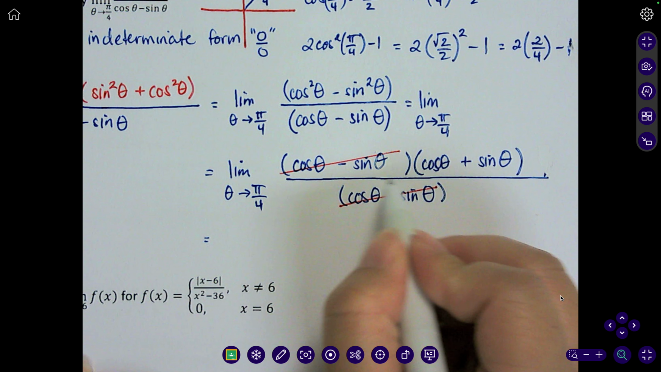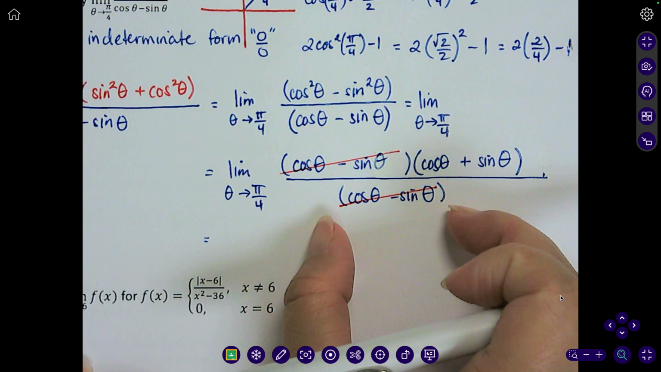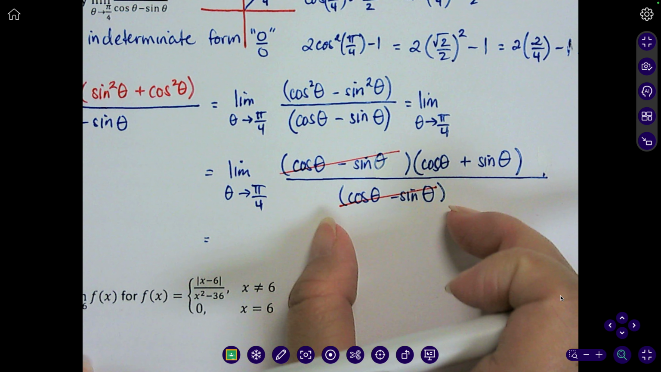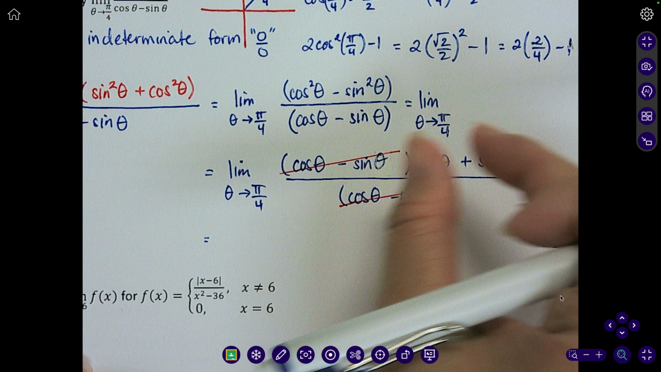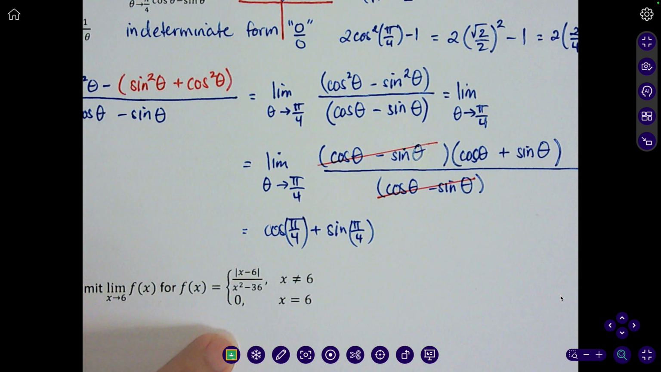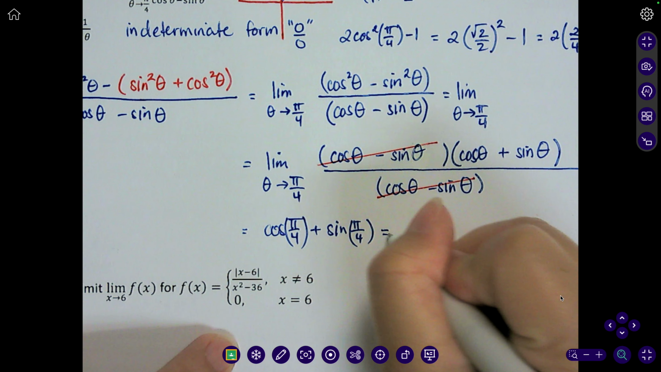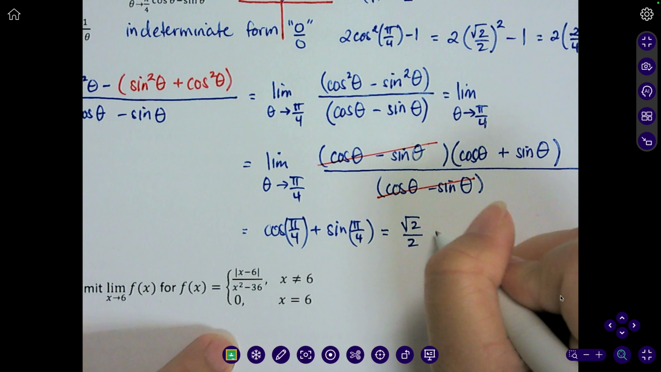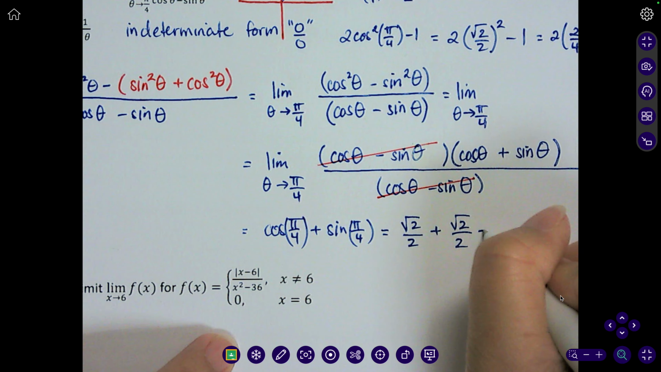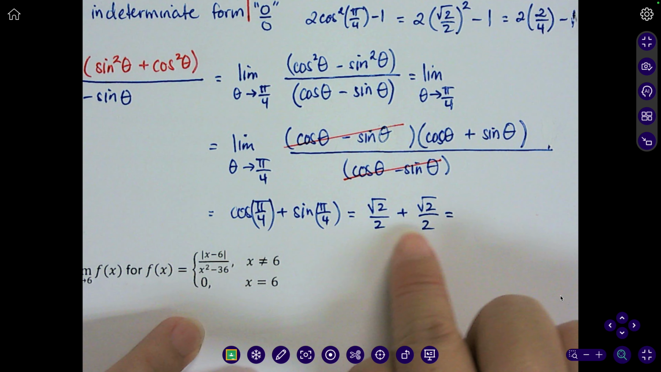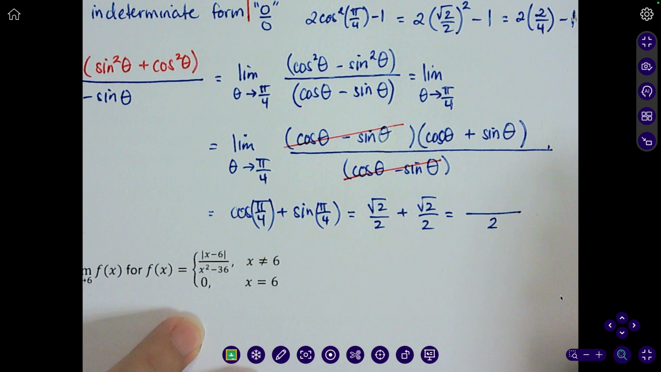Because you are able to cancel out your denominator, and this is the one that caused your denominator to be 0, you can now try to plug in pi over 4 one more time, okay, to see what you get. So I have cosine of pi over 4 plus sine of pi over 4. As I plug in the value, I don't have to write limits anymore, so make sure you know that. So cosine of pi over 4 is root 2 over 2. Sine of pi over 4 is root 2 over 2. Since the denominator is the same, I can write that as a 2.